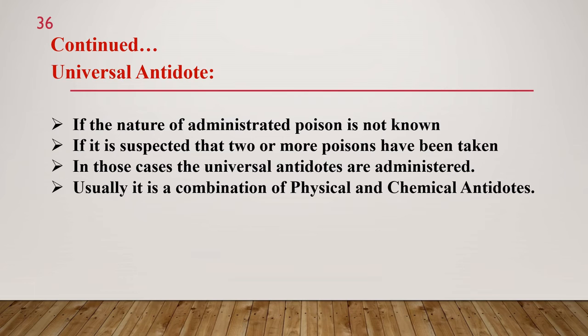Universal antidote. If the nature of the administered poison is not known and it is suspected that two or more poisons have been taken, then universal antidotes are to be used or administered. They are simply the mixture or combination of physical and chemical antidotes. An example of a universal antidote is activated charcoal, or 2 parts of activated charcoal plus 1 part of tannic acid along with 1 part of magnesium oxide, and this combination is generally less effective than activated charcoal alone as an oral antidote.